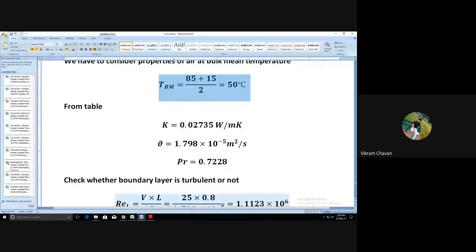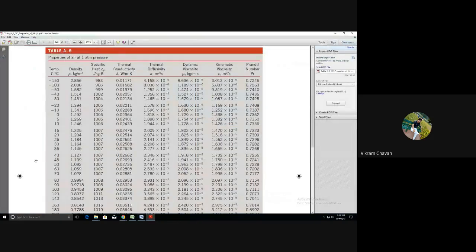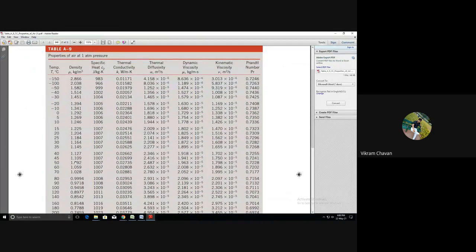Okay, so 50 degrees Celsius, where is it in the table? If you zoom out some, then you will get these particular properties. Here you will get the 50 degrees Celsius. So thermal conductivity of air at 50 degrees Celsius is 0.02735. Then thermal diffusivity we do not require here.